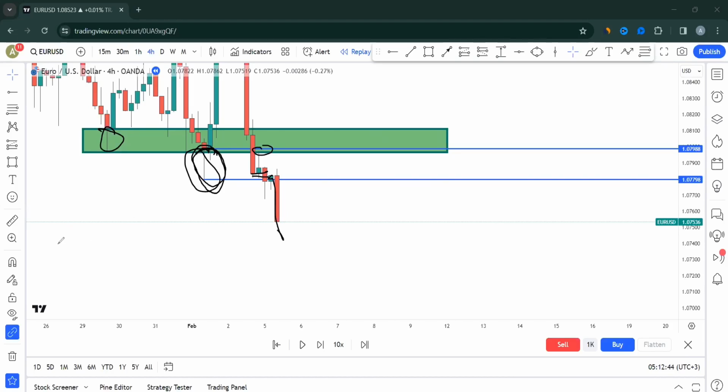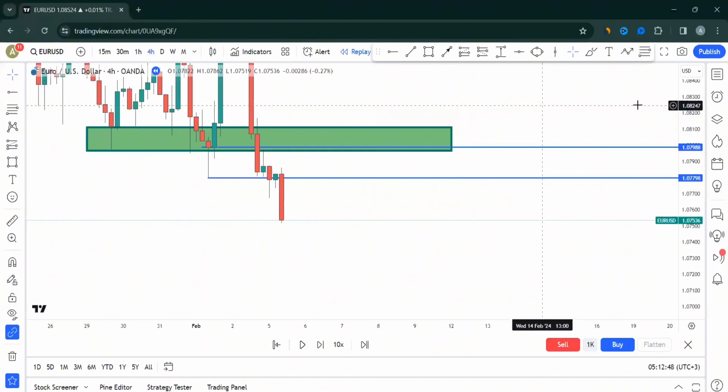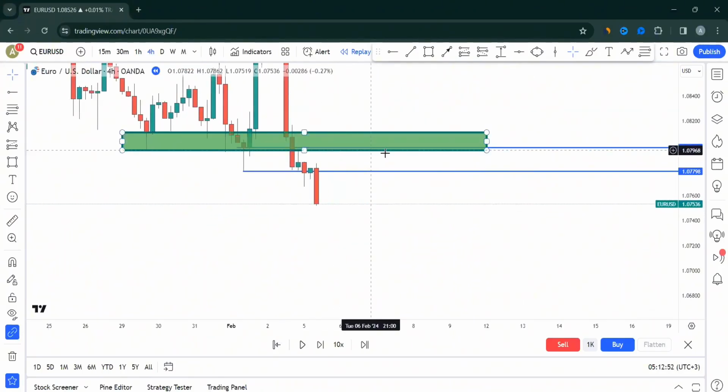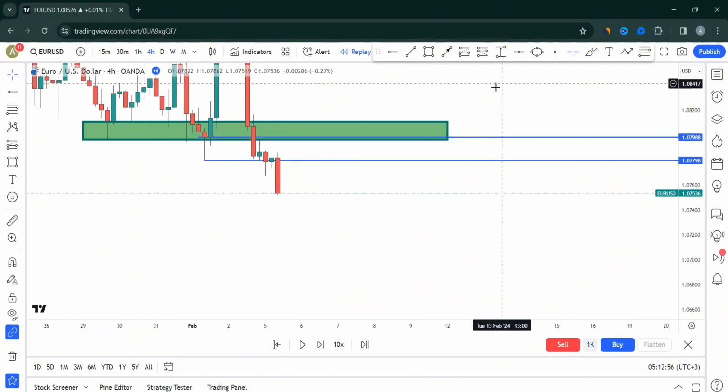Are we together? So that's exactly what I taught in that video, that you need to know which level has been tested and which one has not been tested. So meaning that we shall need price again to come back exactly into this area here. Even if it touches this green area, it's okay.